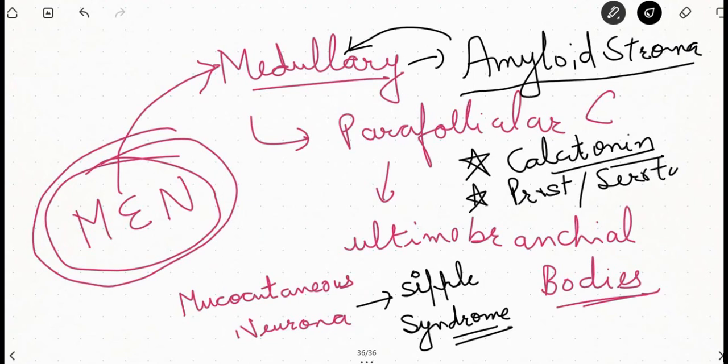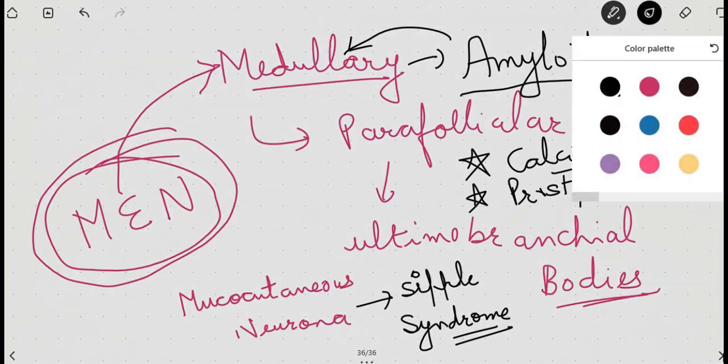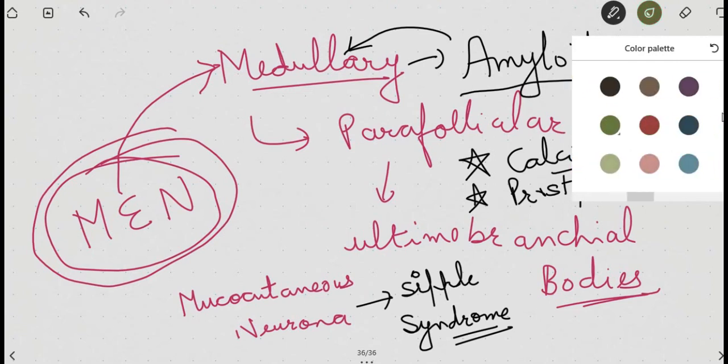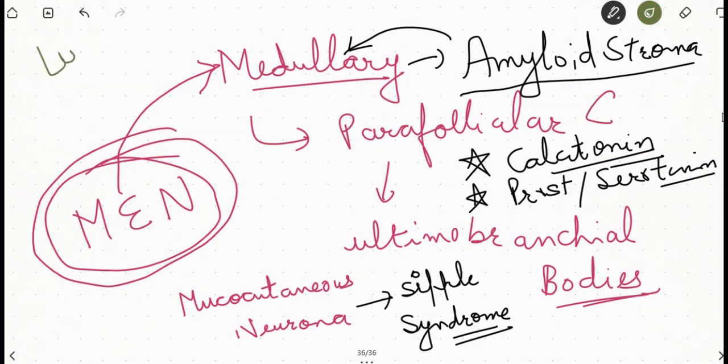So spread, remember the medullary carcinoma spread. The medullary carcinoma, it spreads by both lymphatic and by blood. So medullary carcinoma, it spreads by both lymphatic and blood.